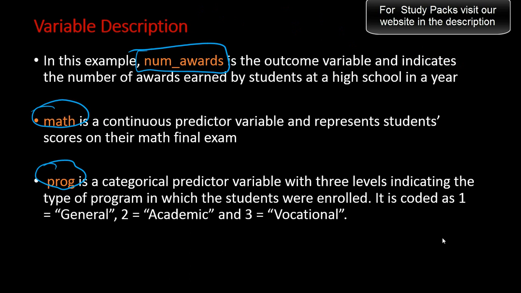So maths is a continuous variable, a continuous predictor, because it can take any value, right? And the program to which a student is enrolled is a categorical one, because there are three categories: general, academic, and vocational. And we have coded one as general, two as academic, and three as vocational. You can code any way you want. It's just a matter of how you define your variables. Okay, so this is how we have done the coding for the categories.